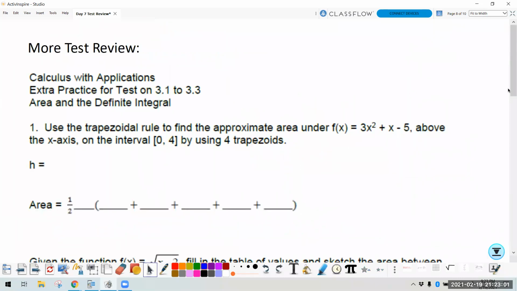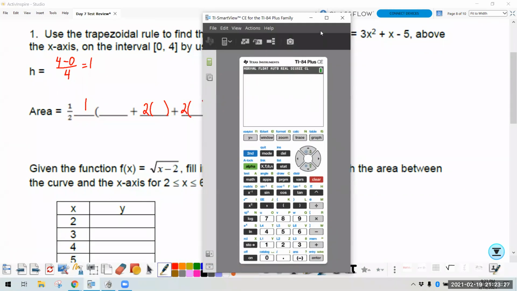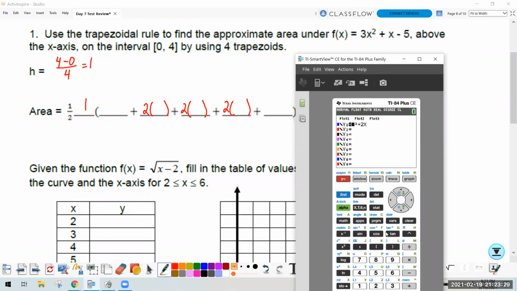All right, here's some more review. Use the trapezoid rule. All right, so first we have to find height. End minus beginning divided by the number of trapezoids, that's 1. Now remember the trapezoid rule, all of these middle values are doubled. So I'm going to hold the spot there for that. Get my calculator. And I need the table.